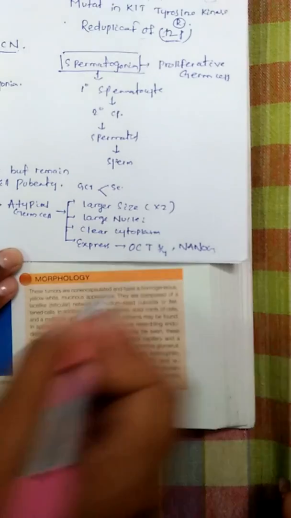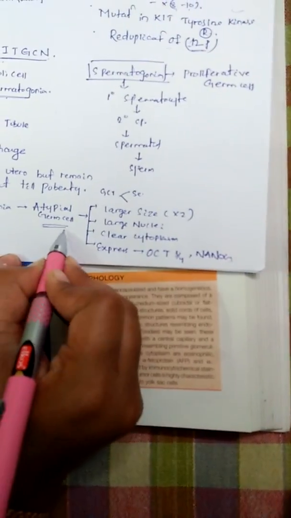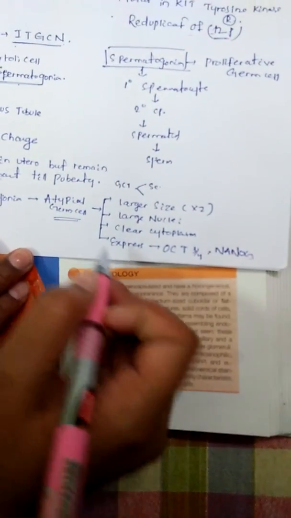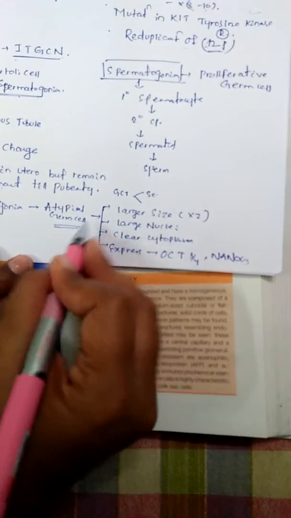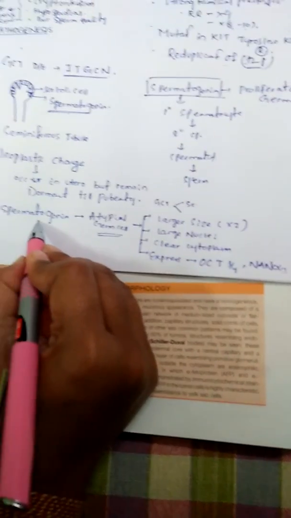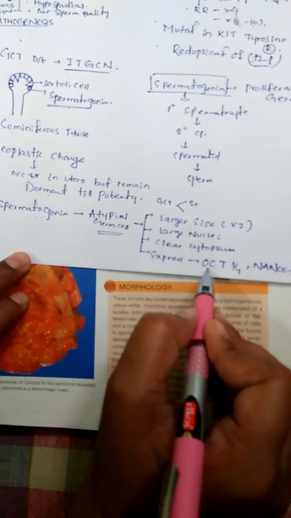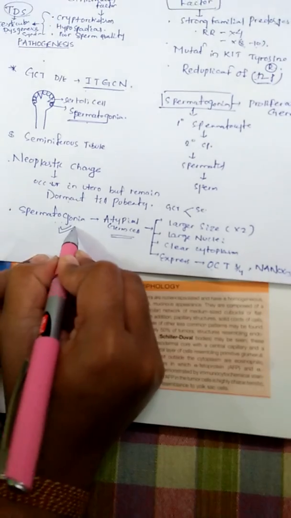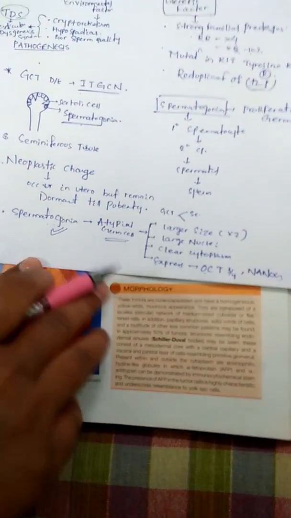These are the two transcription factors expressed by these atypical germ cells, which help in the maintenance of the pluripotent stem cell. The spermatogonia is a stem cell only, and these OCT3/4 and NANOG help in the maintenance of the pluripotency of this spermatogonia. So this is all about the germ cell tumor.